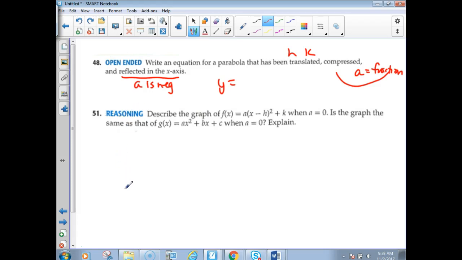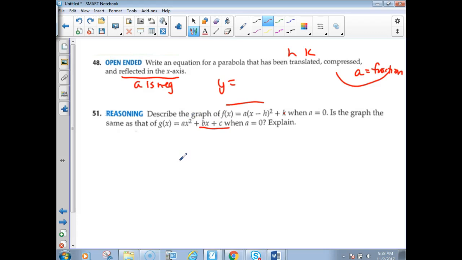The answer to 51, you know what it is? Yes or no? Come on, somebody's got to know the answer to 51. If you put 0 in here for A, what are you going to get? Yep, that would be 0. So it'd be y equals K. What kind of line is y equals a constant? Horizontal.